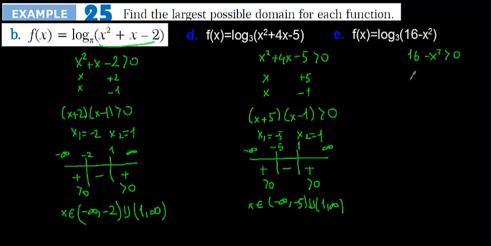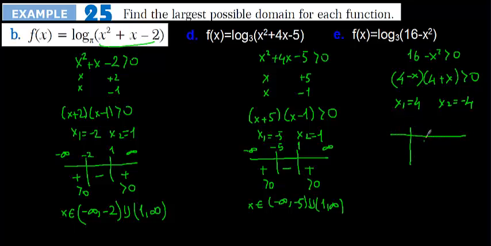16 minus x squared is greater than 0, so we are going to factorize: (4 minus x)(4 plus x) is greater than 0. It's going to be 4 minus x. If it is greater than 0, x1 should be equal to 4, and x2 should be equal to minus 4. And if we draw the table here, minus 4 is going to be here, 4 is going to be here, minus infinity on this side, and plus infinity on this side.